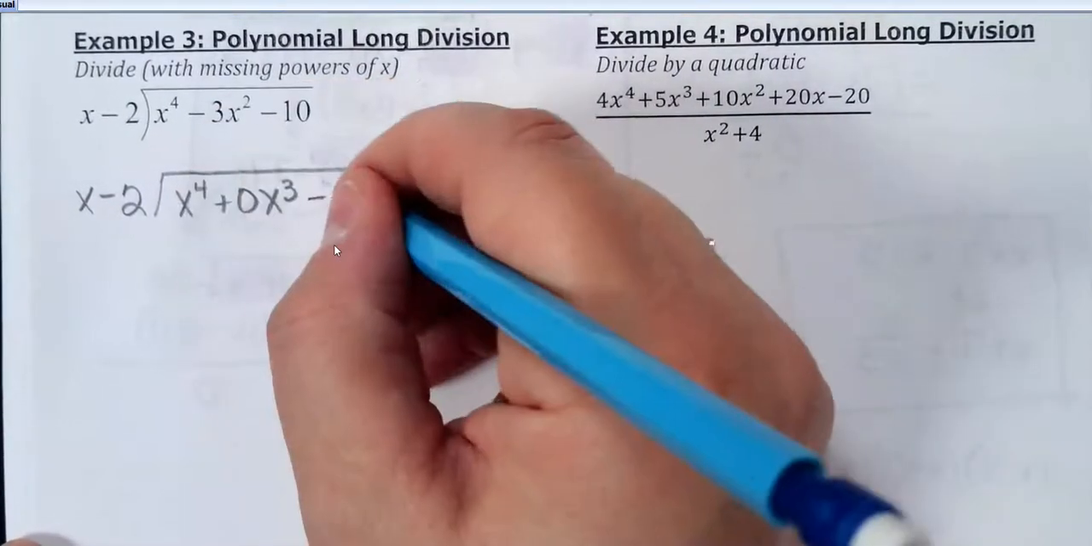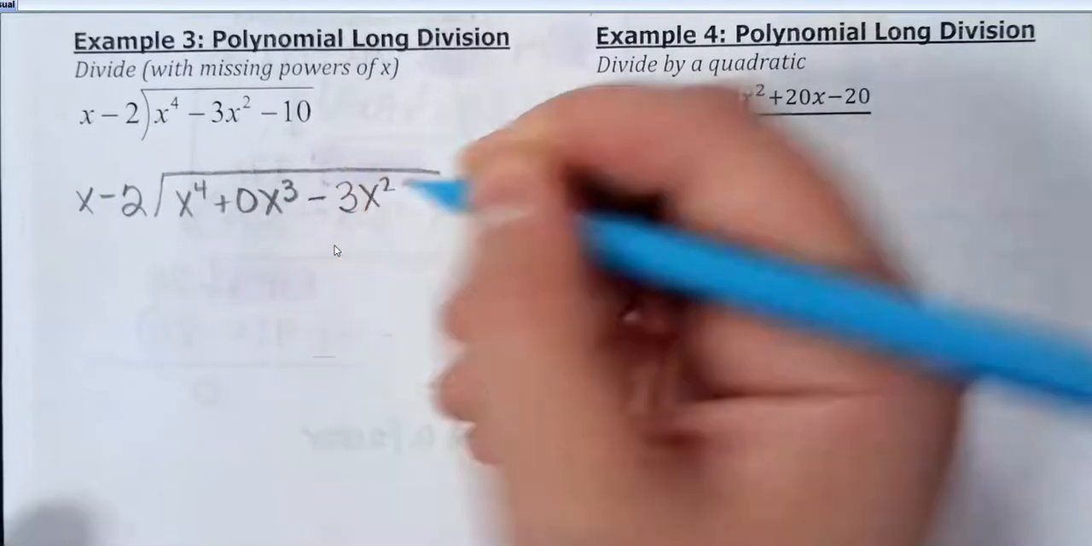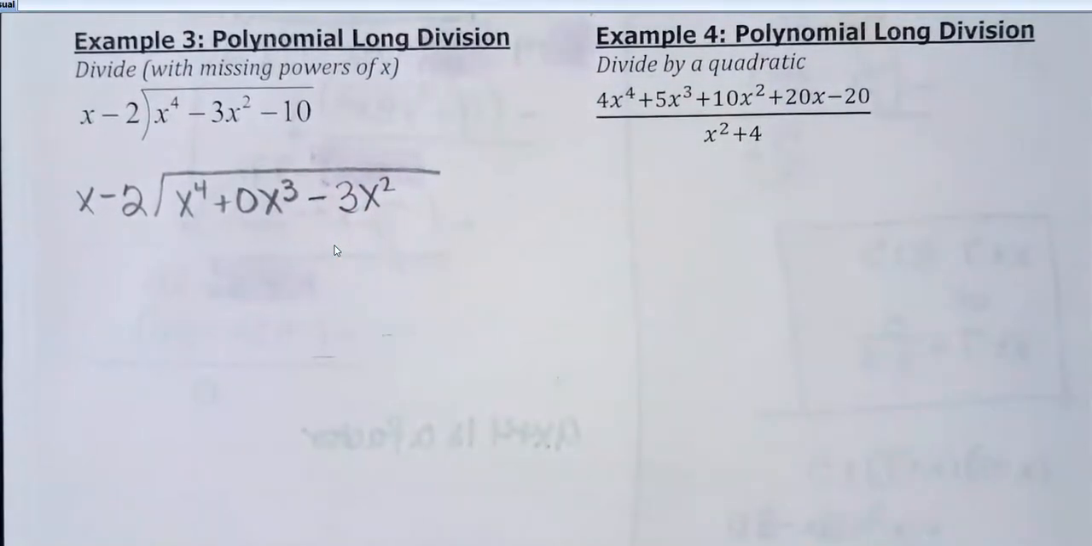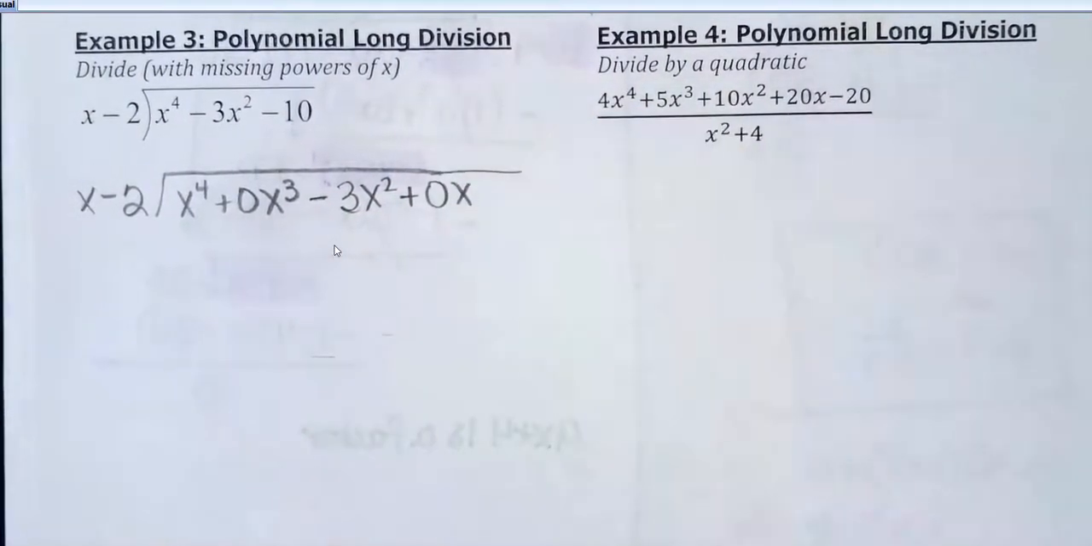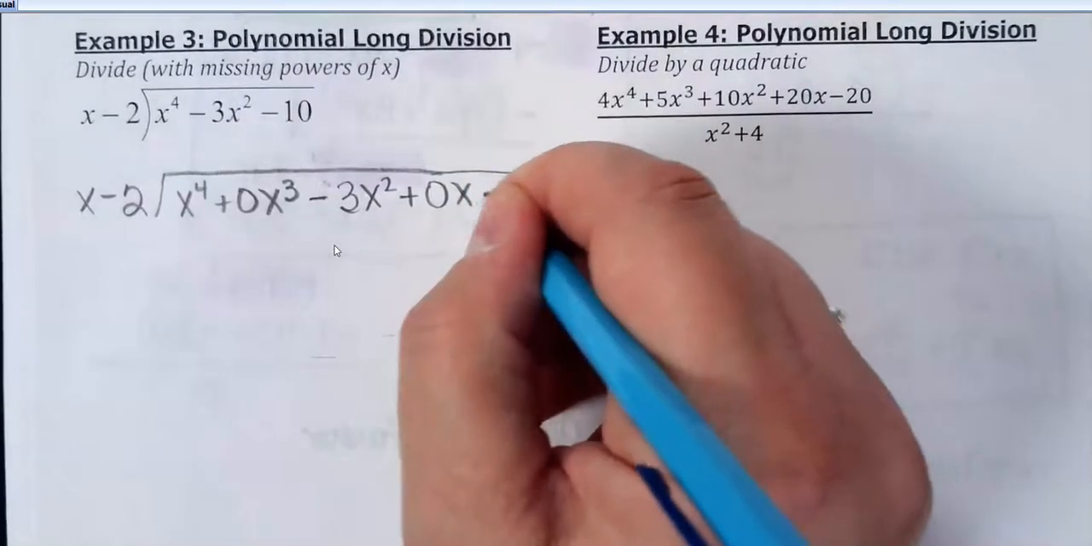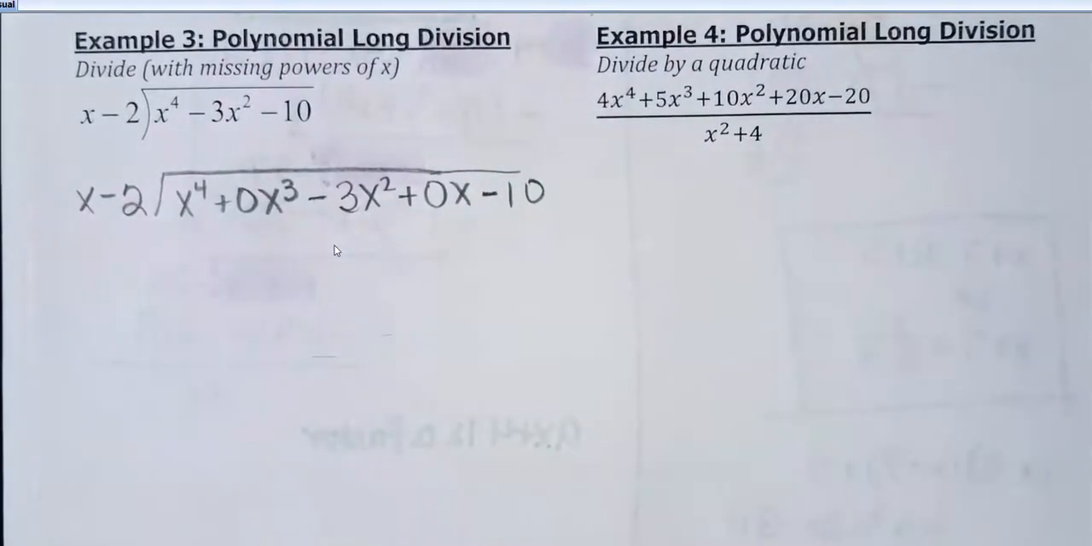I do have a term with x squared, so just go ahead and copy that, negative 3x squared. I don't have a term with a plain x, so I'm going to represent that by saying I don't have any x's by writing plus 0x. And then I have a nice constant there as negative 10.